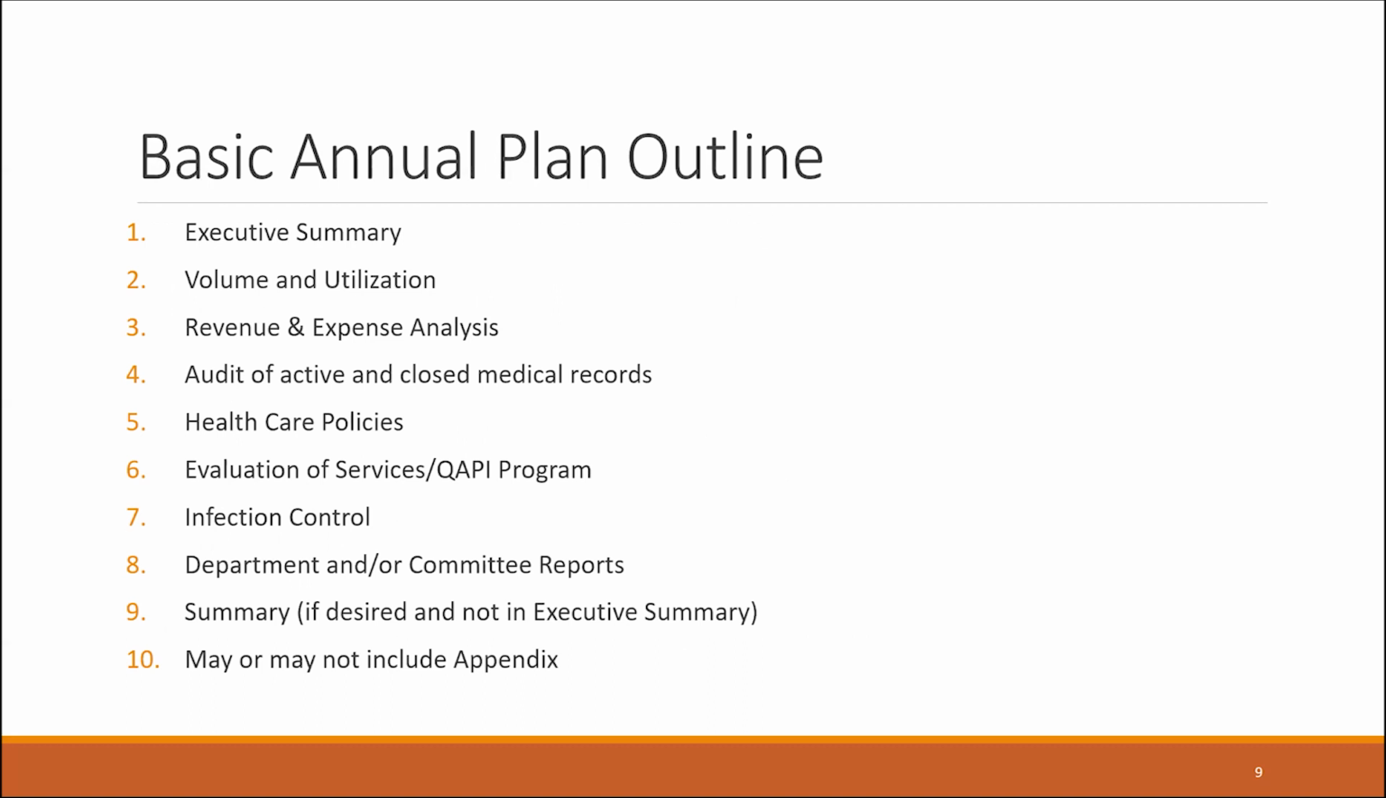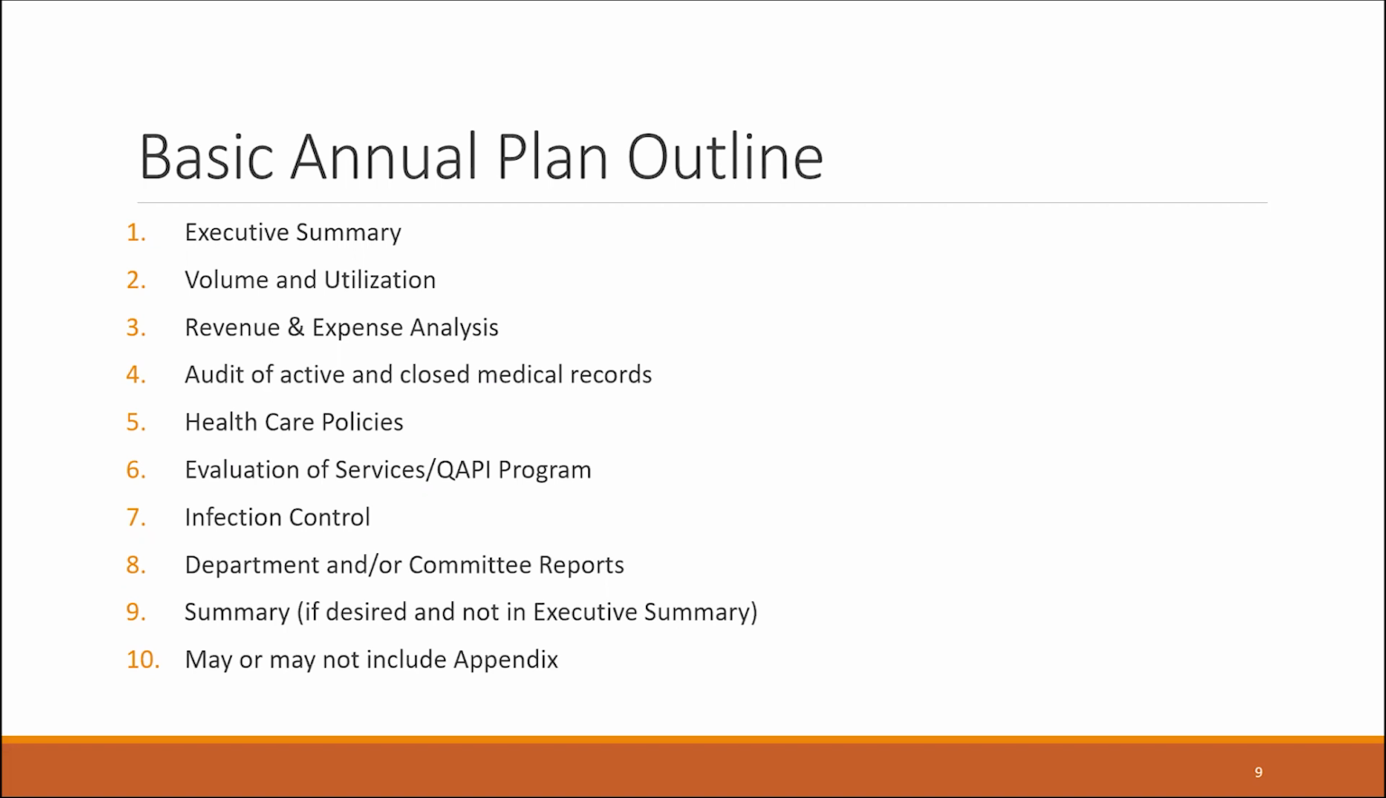So our annual plan outline, there's a typical process. This isn't written anywhere. This is just what I have seen and deemed as best practice. An executive summary, the volume and utilization of services that is required, revenue and expense analysis. And then we have our audit of active and closed medical records, again, 10%. Our healthcare policies, things that were updated, evaluation of services. This is that QAPI program. And again, that's very new.